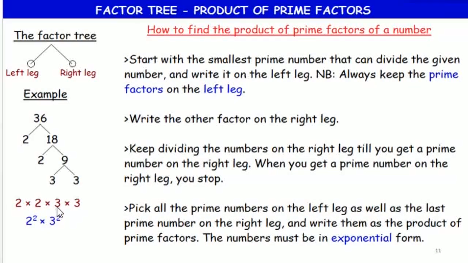and that gives us 2 to the power 2. The same applies to 3 times 3. You're going to get 3 to the power 2, right? So you're going to get 3 to the power 1 plus 1, and that gives us 3 to the power 2, right? So it means that the product of prime factors for the number 36 is 2 to the power 2 times 3 to the power 2, right? So that is how we find the product of prime factors of any number. All right, okay, let's proceed.